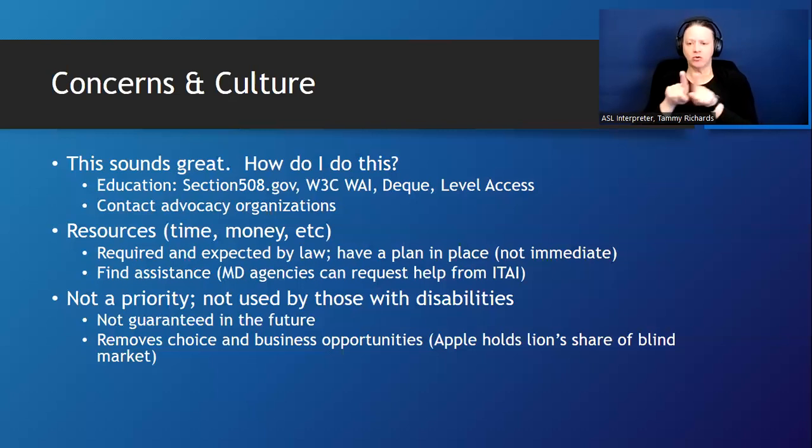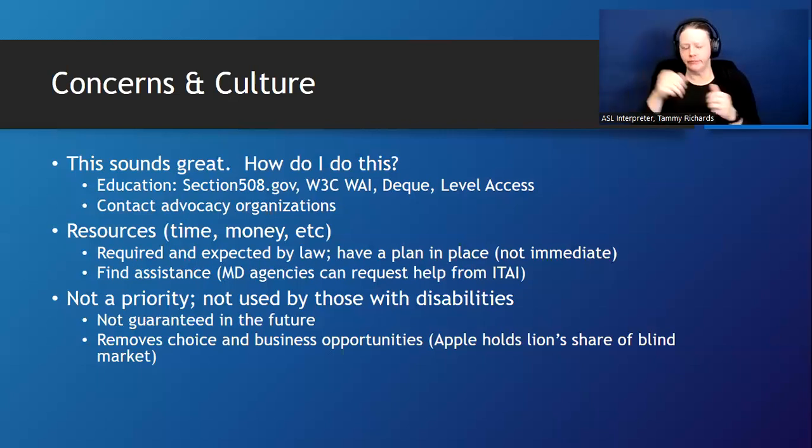And then the final question we always, or not the final question we come up against, but the third most common one is, this isn't a priority for us because it's not used by those with disabilities. Point one is that's not guaranteed. If it's like an internal issue, so you're purchasing a piece of software for your team to use, let's say it's an accounting software to handle your budget.